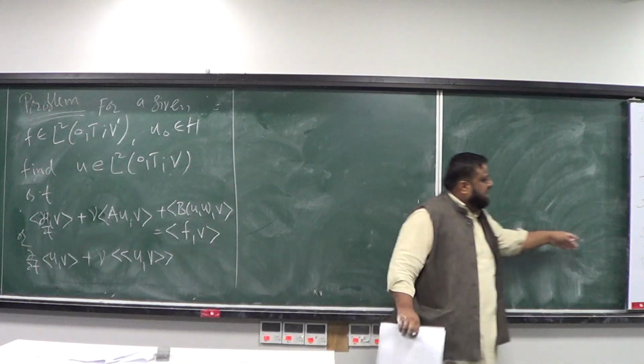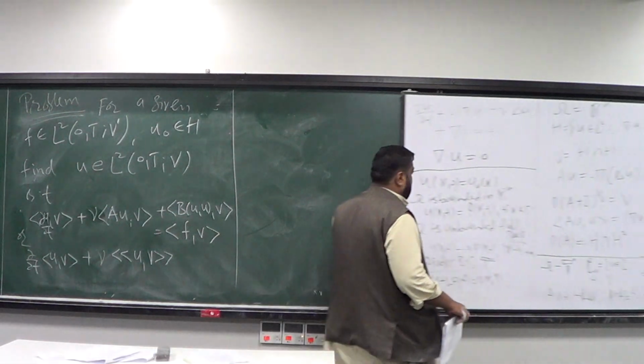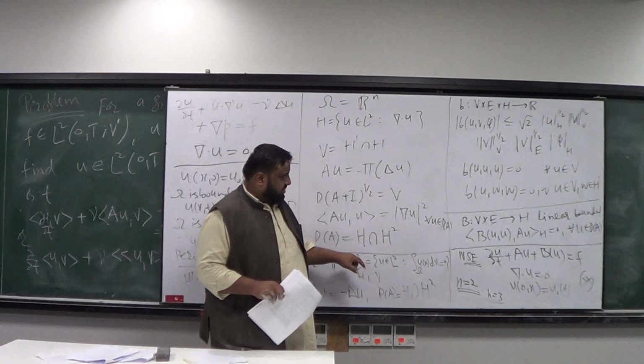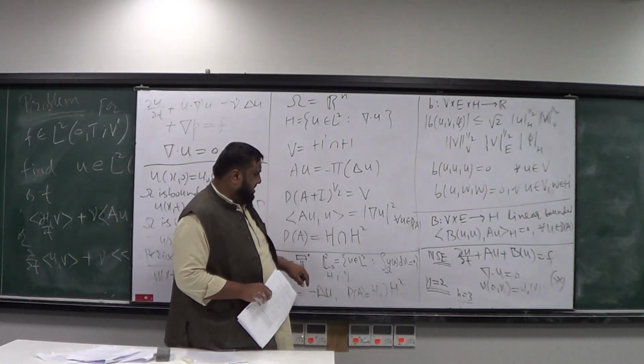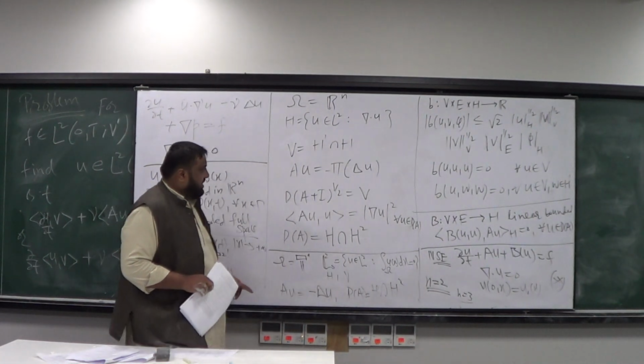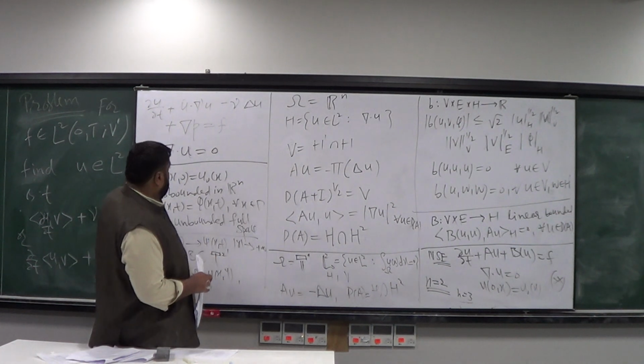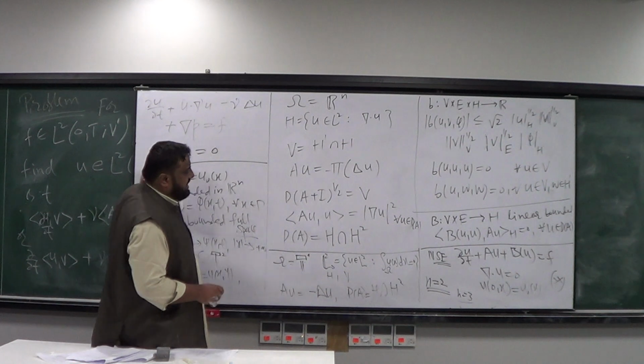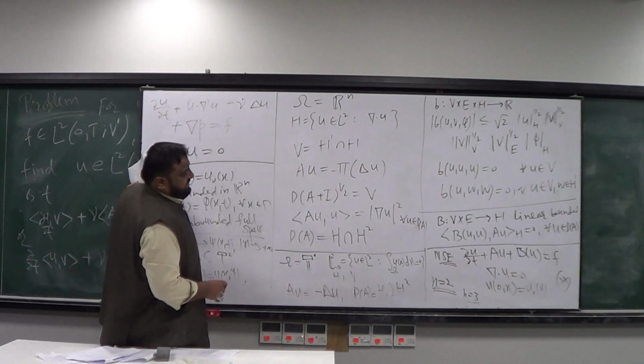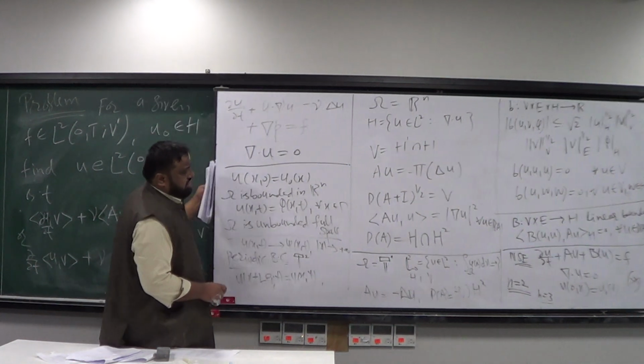Plus this, by definition. If you remember, we defined the map B(u, v). Where was the B(u, v)? Okay, so B(u, v) has a definition. I haven't written it, so let me write it.